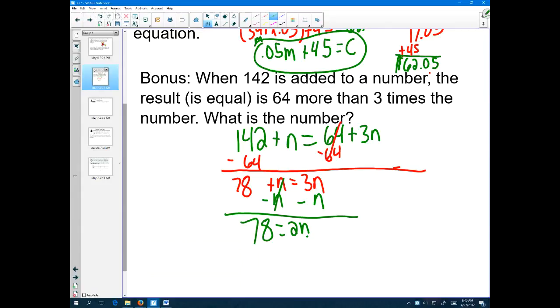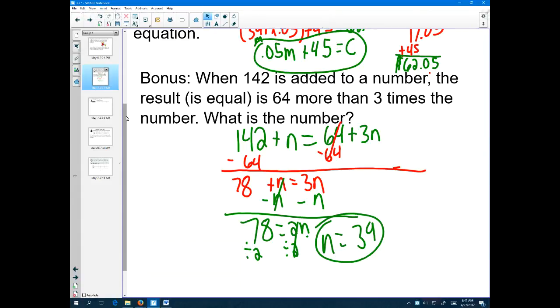39 is the answer, because you divide this side by 2 and this side by 2. N equals 39. Okay, yeah, I was lost. I needed 39. I love algebra. But wait, so 49 plus 1 is not equal.